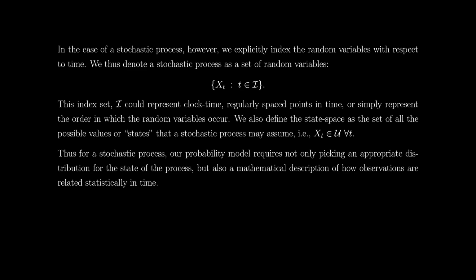Thus, for a stochastic process, our probability model requires not only picking an appropriate distribution for the state of the process, but also the mathematical description of how the observations are statistically related in time. Now, depending on the nature of the state space and index set, we can distinguish between various joint configurations of stochastic processes. Okay, so we have discrete time, discrete state processes; discrete time, continuous state processes; continuous time, discrete state processes; and then finally continuous time, continuous state processes.